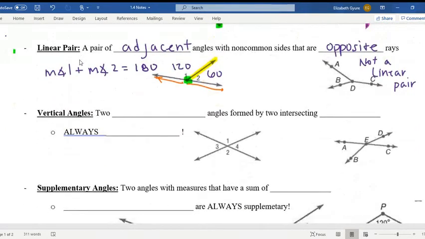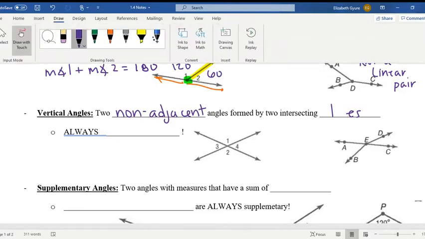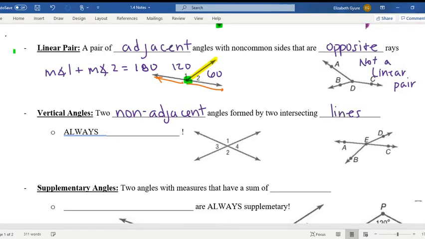Next vocab word is vertical angles. We're going to end up seeing these a lot. Vertical angles are two non-adjacent angles formed by two intersecting lines. Now, what this looks like, since it's formed by two intersecting lines, vertical angles always have an X shape. Like if you look at this first picture here, one line intersected with the other line, you have this X shape. So if you look for your X shape, you're going to have vertical angles.